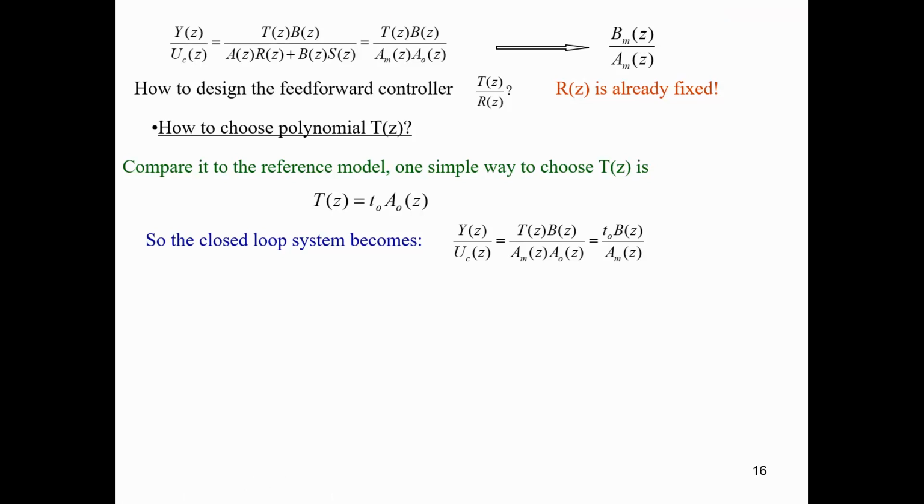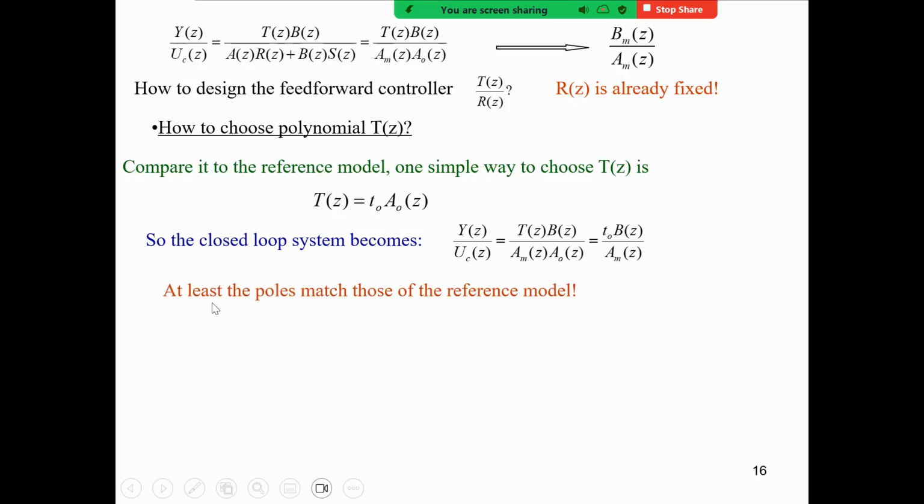Normally the DC gain of the reference model is 1. You have a command signal, and I want the output to follow the command signal exactly. The DC gain should be 1. For example, for air conditioning, your command signal is 25 degrees, and I want the output to be exactly 25 degrees, matching. This means your DC gain is 1. You design the reference model normally in that fashion. That's the reason we want to introduce a constant T naught, to try to match the DC gain.